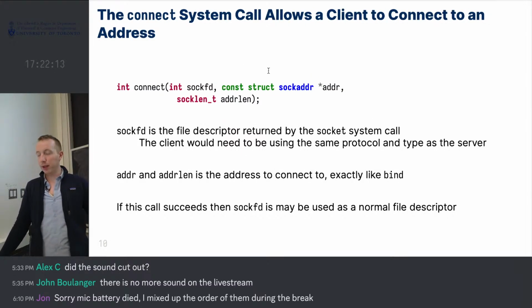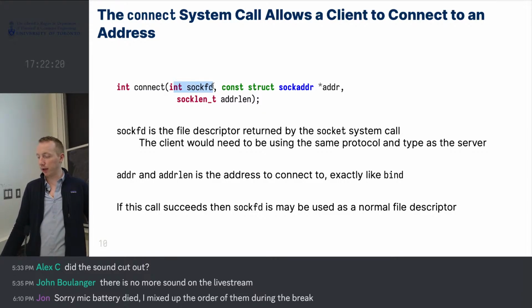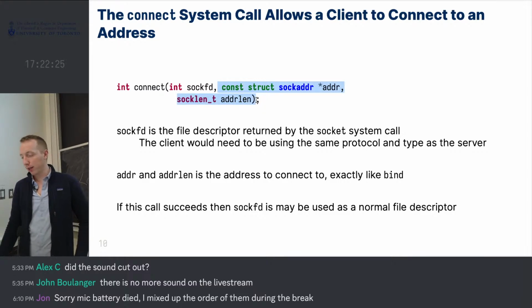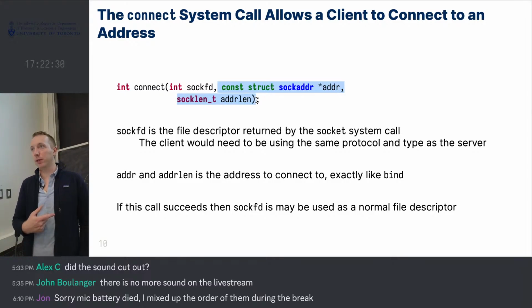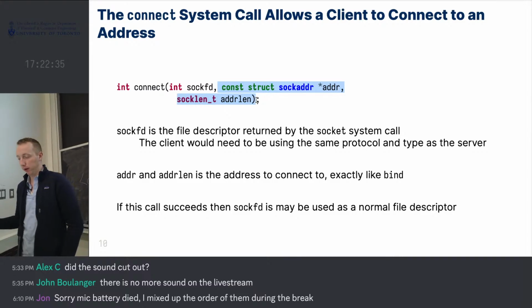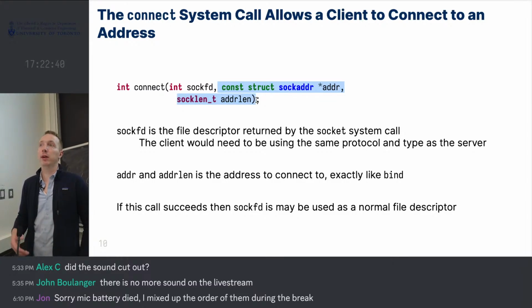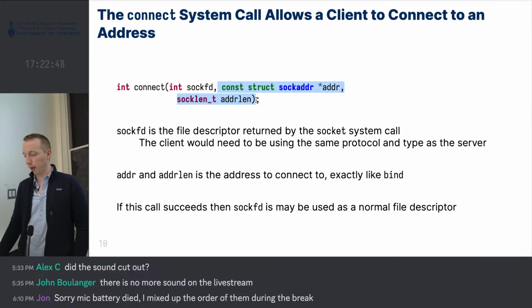All right, so we're almost done. This is in the client. It just has a connect system call that allows a client to connect to an address. It takes the socket file descriptor returned from socket, and then takes the same sockaddr and also needs a length that we saw in the bind system call in the server. So they have to match if you want to form a connection between a client and the server. The only difference is that if this call succeeds, it doesn't return a new file descriptor. It just makes that file descriptor you got from socket actually usable now. So now you can do read and write system calls on that.